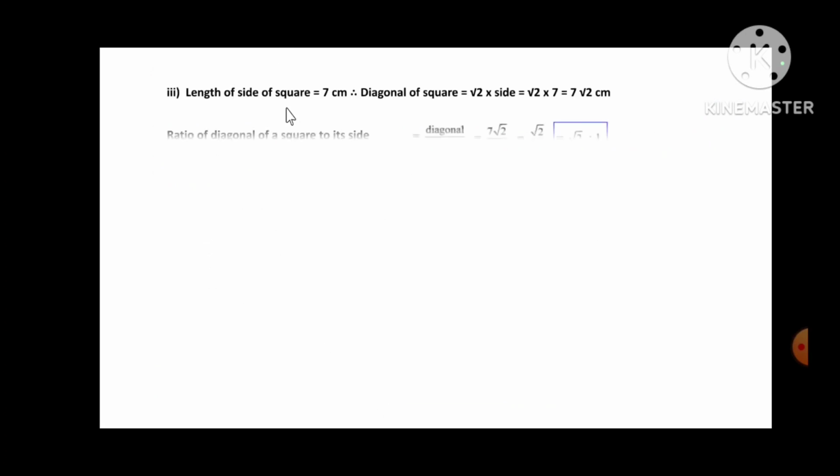Now third, the length of the side of a square is 7 cm. So the diagonal of the square is root 2 into side, that is root 2 into 7, that is 7 root 2 cm. So the ratio of diagonal of the square to its side, that is diagonal upon side, will be 7 root 2 upon 7, which is root 2 upon 1, can be written as root 2:1. Therefore the ratio of the diagonal of the square to its side is root 2:1.